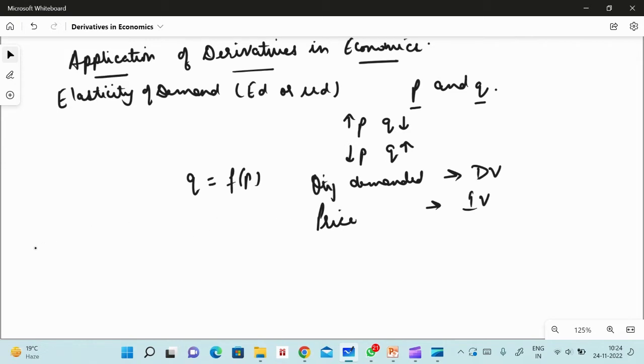So how can we represent it? We can explain the elasticity of demand as mu D is equal to change in quantity divided by change in price multiplied by price divided by quantity, and this is represented with a negative sign. Why is there a negative sign? Because there is an inverse relationship between quantity demanded and price. So this is my first concept, that of elasticity of demand, and this is its formula.